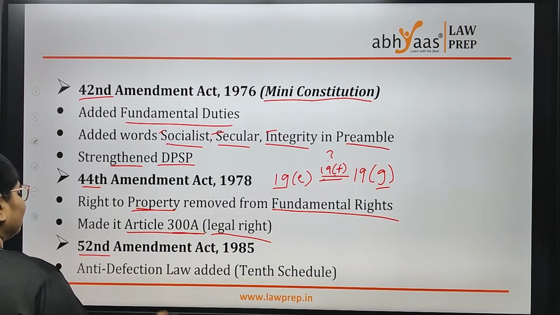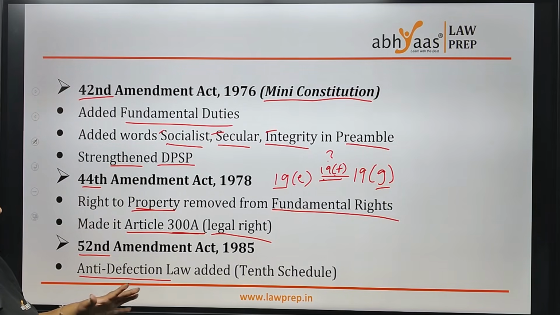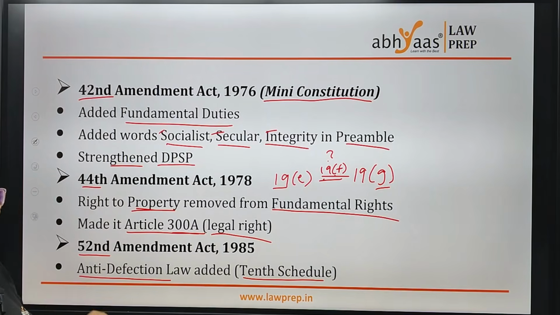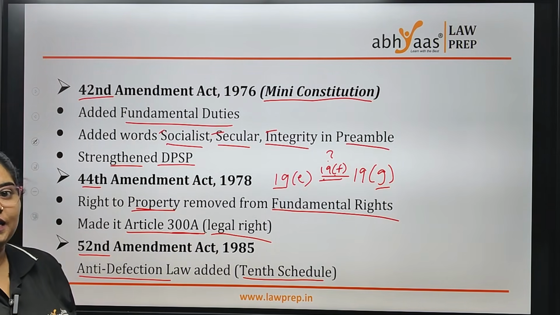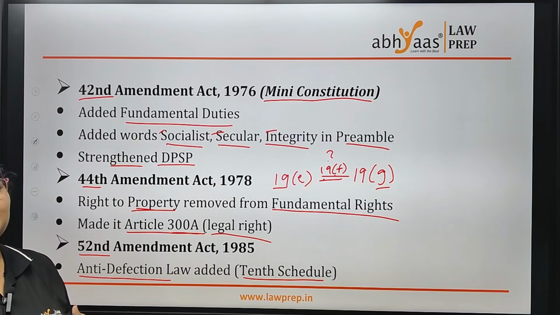Now coming to the 52nd amendment, it is talking about anti-defection law. Here we have added the 10th Schedule, where it talks about anti-defection law, which means elected MPs and elected MLAs can't shift their party just for their personal benefits.